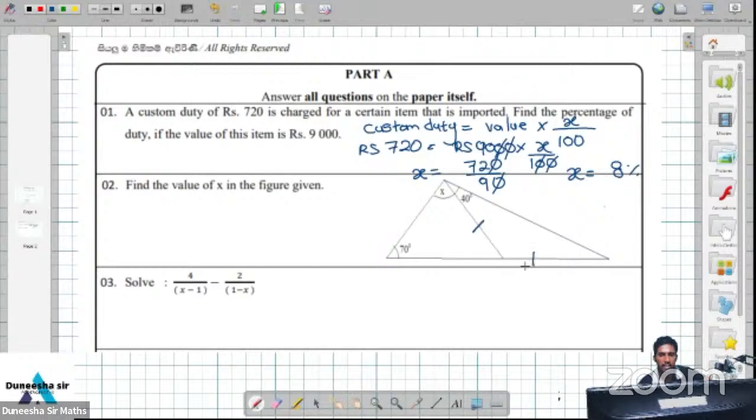These two sides are equal. Then in an isosceles triangle, the angles opposite to the equal sides should be equal. Then this angle is equal to how much? Can you remember?